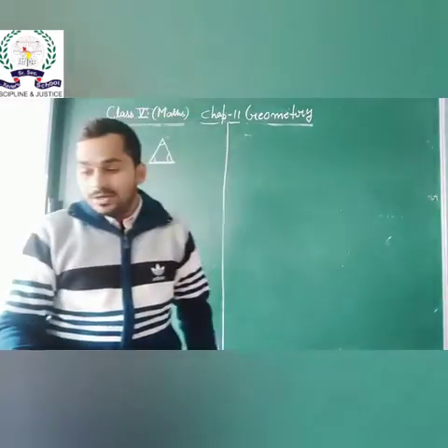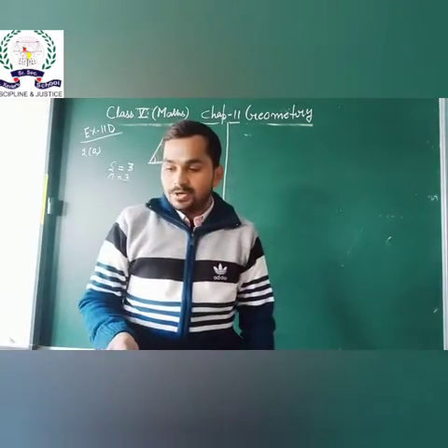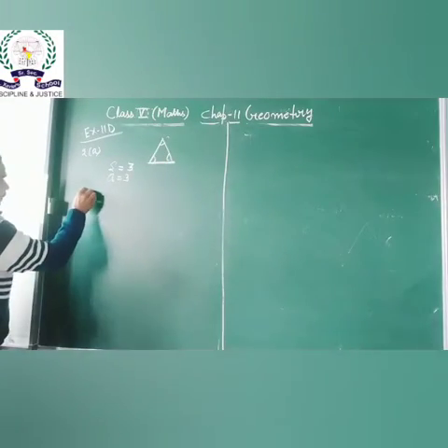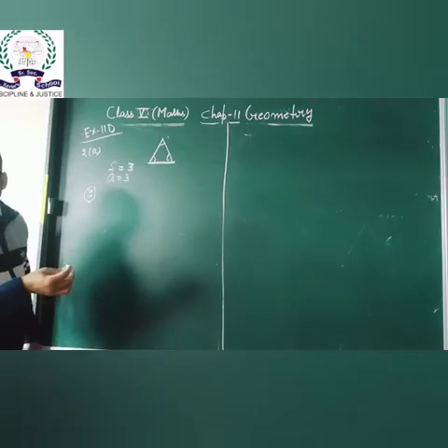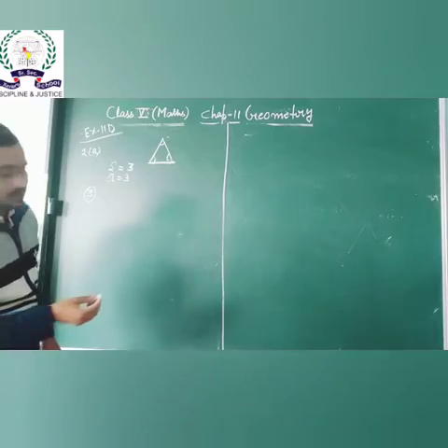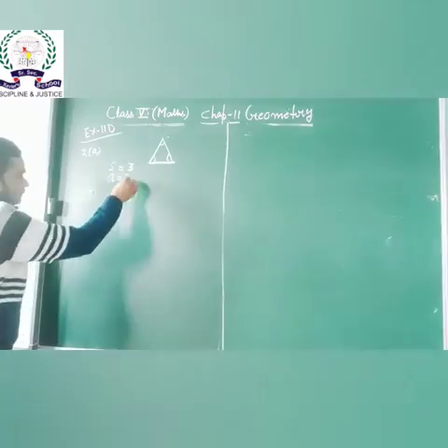Now question number 3, what is the minimum number of sides required to make a polygon? So the minimum number of sides is in a triangle. How many sides? 3 sides in a triangle.